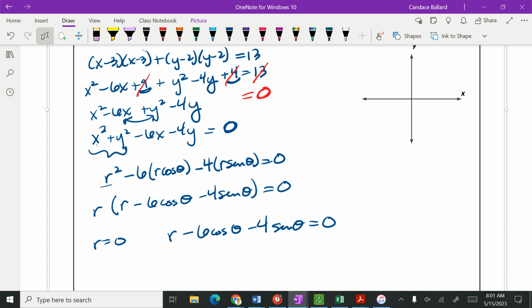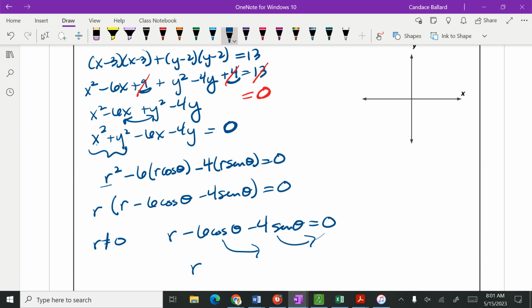All right. If r equals 0, is it making much of a circle, do you think? No. Okay. So what this one really is, you can't have r equal to 0. So this one is kind of like an extraneous solution, right? We don't really get anything from that. So if we could turn this into an r equals, though, okay? So how would I move the 6 cosine theta and the 4 sine theta to the other side?